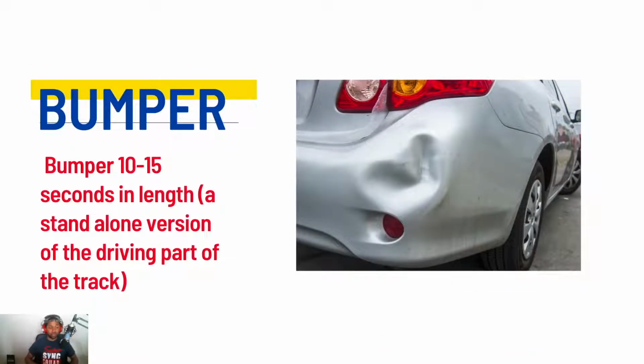The next version I like to supply is the bumper. A bumper is a 10 to 15 second standalone version of the driving part of the track. Whatever makes the track, typically going into the hook, or it may just ultimately be the hook or the chorus, that's going to be the bumper. You're just going to chop that down to 10 to 15 seconds with a sting ending, and that's going to create your bumper. Mostly everything I'm going to show you, I'm going to have an example to show you when we get to that section.